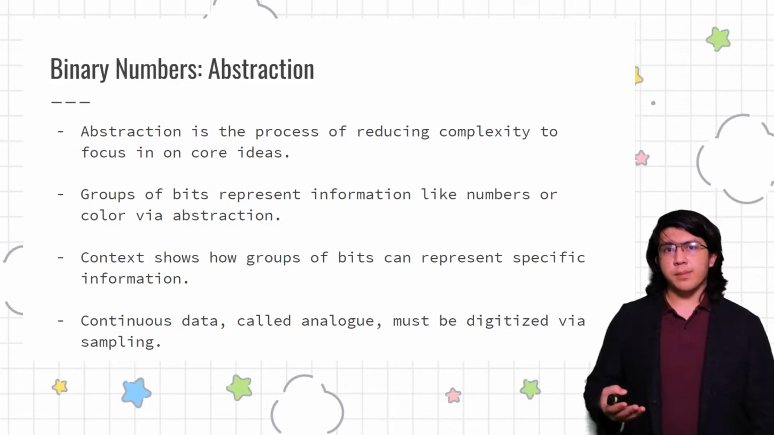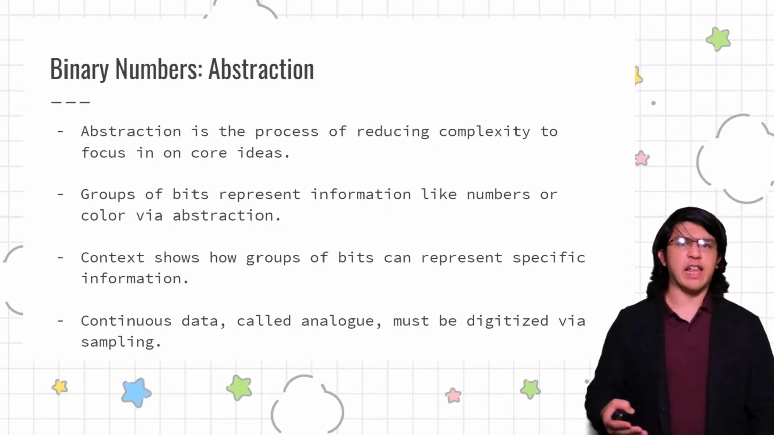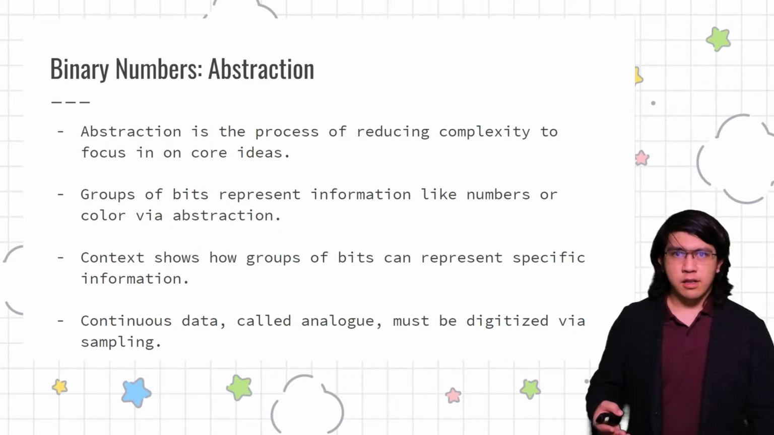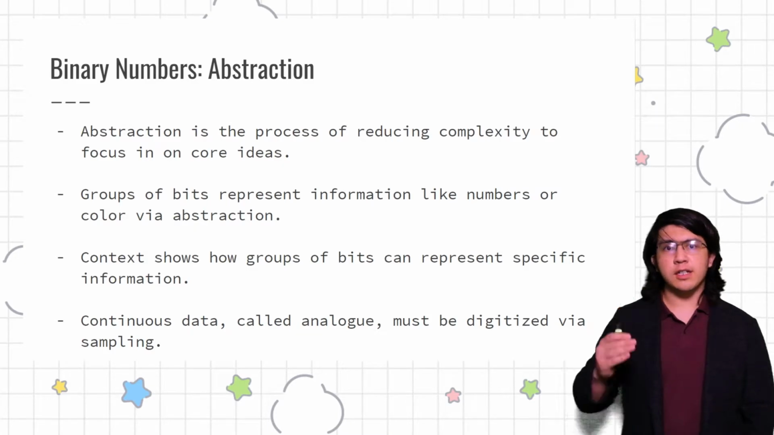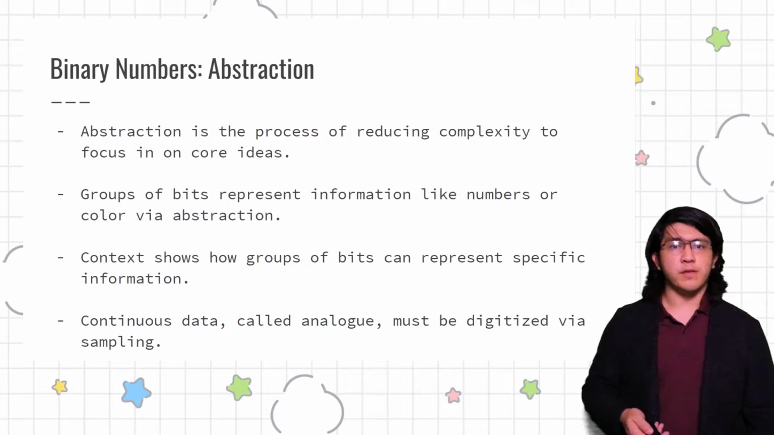So to turn that into something digital, we use a process called sampling, where at set intervals of time, usually on the scale of hundreds, if not tens of thousands of times per second, we take samples of that continuous waveform to turn it into something that at its heart can be represented via binary.